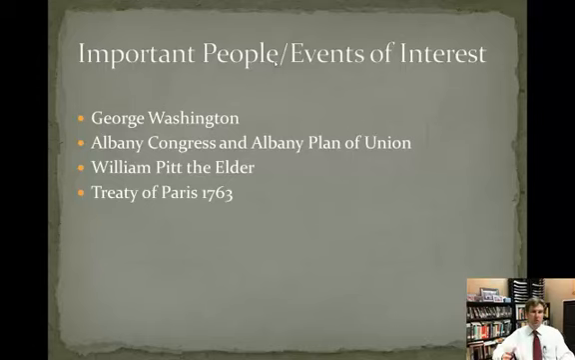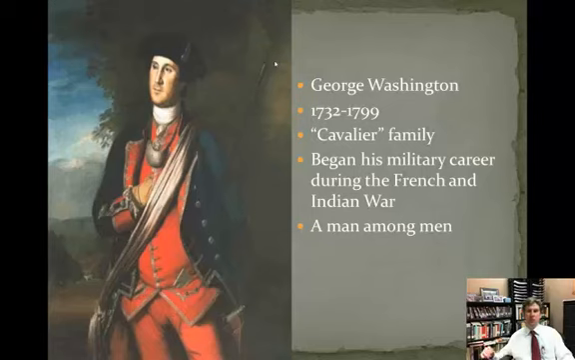So important people or events of interest: George Washington, the Albany Congress and the Albany Plan of Union, William Pitt the Elder, and the Treaty of Paris. These are the 4 major things I'm going to talk about. So first and foremost, George Washington. This is where we're first introduced to George Washington.